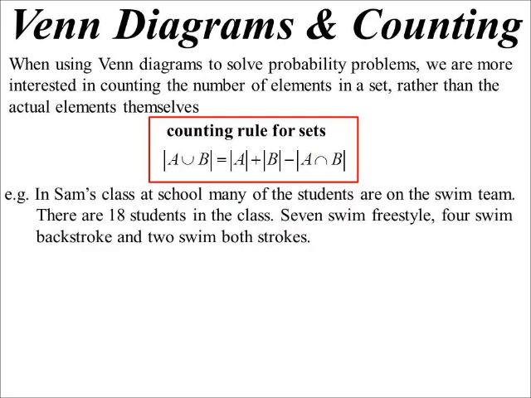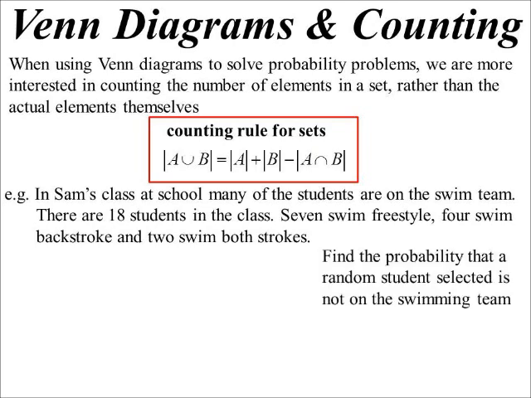So okay, we've got a class at school, and many of them are on the swim team. There are 18 students in this class, 7 swim freestyle, 4 swim backstroke, and 2 do both of the strokes. Find the probability that a random student selected is not on the swimming team. This is just another way of drawing up a sample space to help you with a probability question. So the universal set, the rectangle, would be all of the students. And I've just called the set F for freestyle, the set B for backstroke.